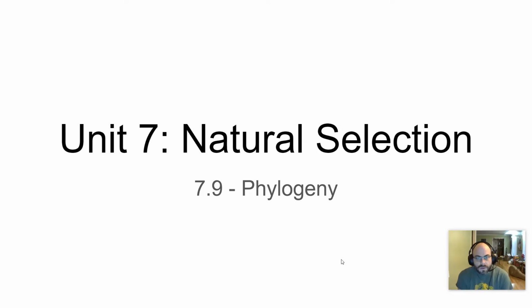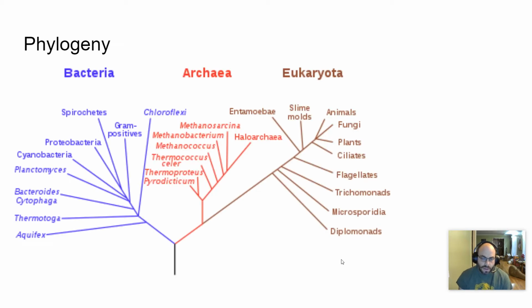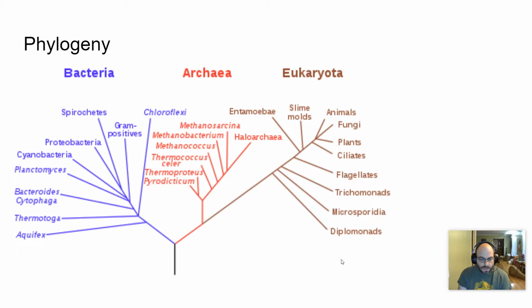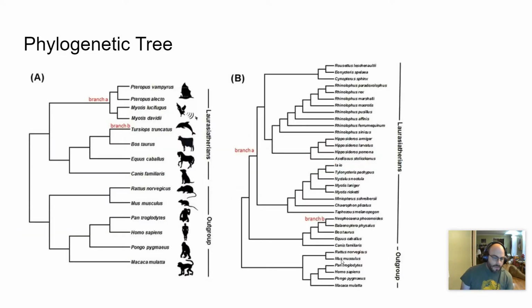All right, so in this video, we're going to be continuing with Unit 7 Natural Selection, talking about phylogeny. Phylogeny is a fancy word for evolutionary history, and we're going to look at the different ways that phylogeny can be shown. There's phylogeny, and this is basically showing all living things on this phylogenetic tree, which is basically a diagram that shows evolutionary relationships.